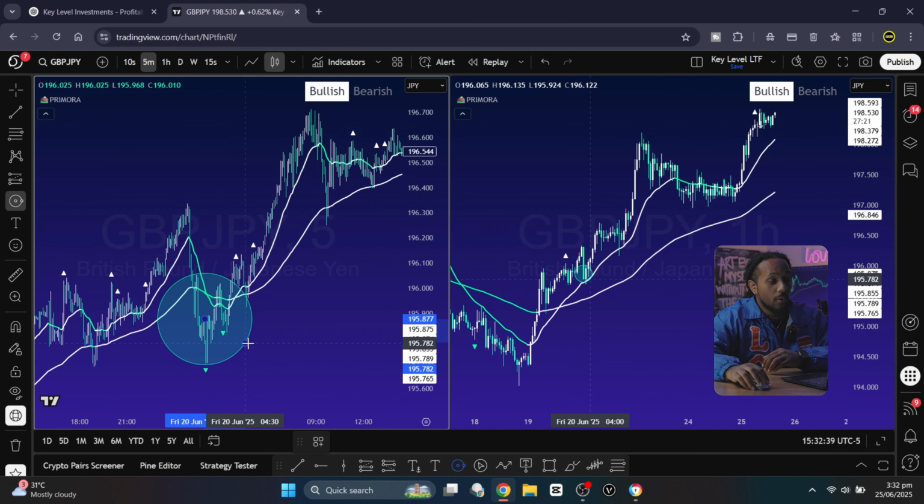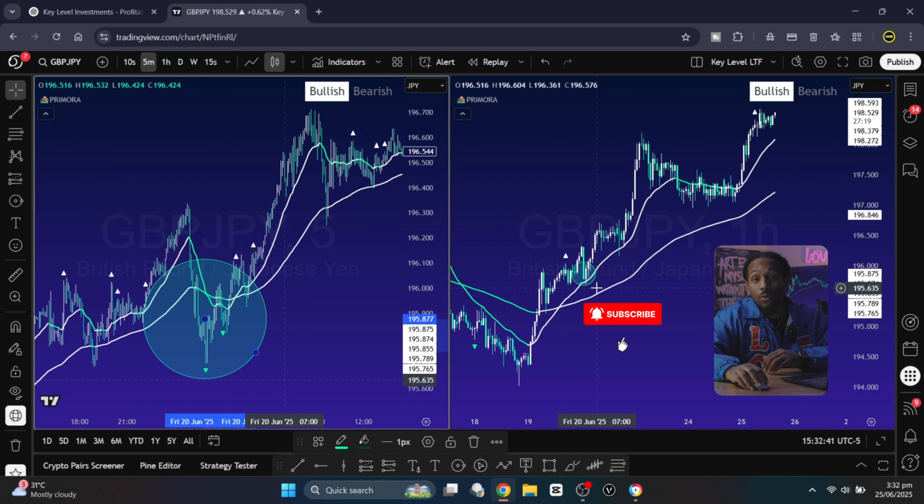Why? Because as you can see on both the 5-minute and the 1 hour over here, there's no need for me to be looking for sells. Why? Because I've already been established as bullish. And my indicator over here tells me that I'm bullish. So why would I ever look for a sell opportunity?